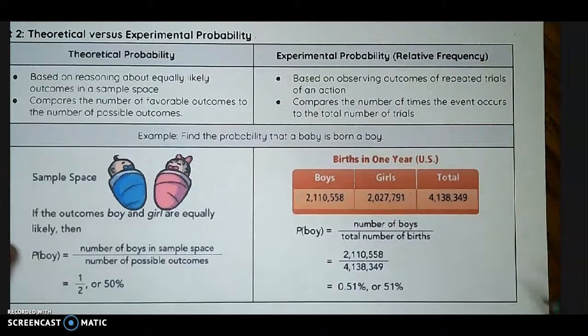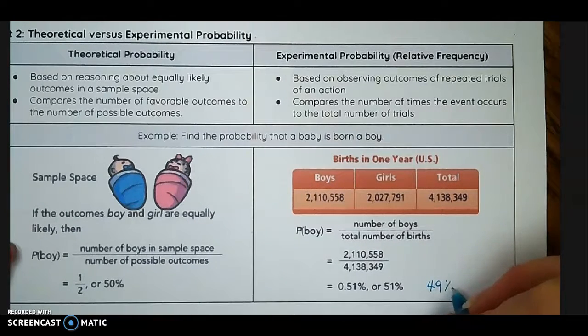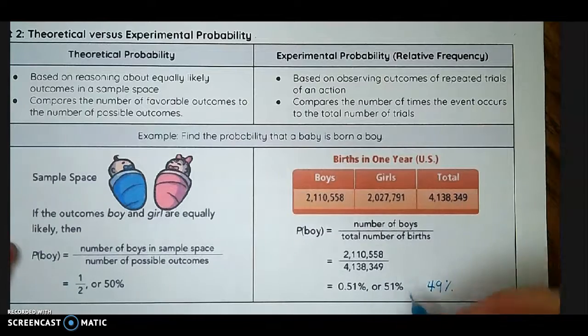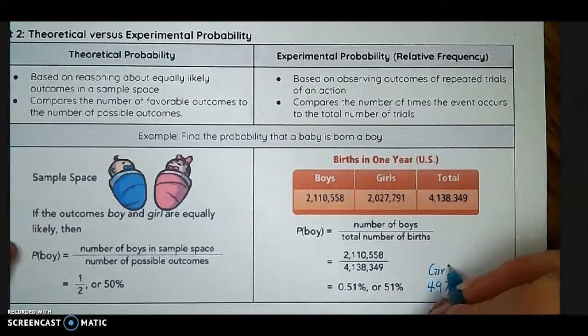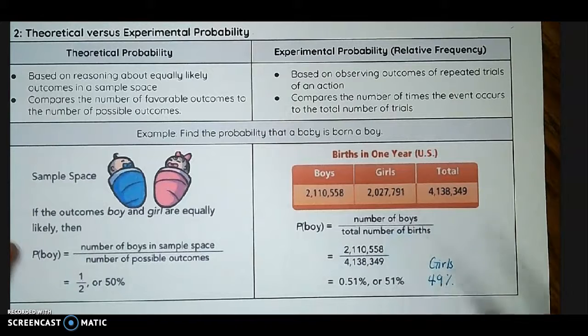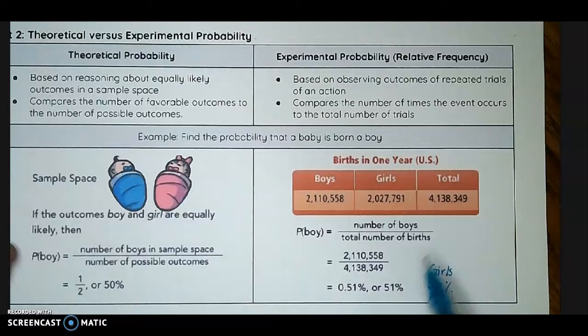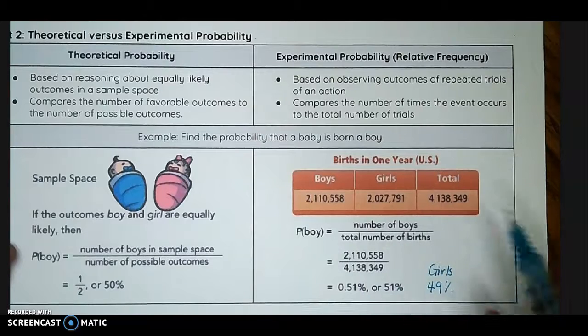Now, my only other option was girls, so my percentage for my girls would be about 49%. Very close to a 50-50 on a very large scale. In some years you will see that flip-flop, some years there'll be more of a distance, but that's what happens when it's experimental. This is what is actually going on. It's based on actual outcomes of repeated trials and actions.